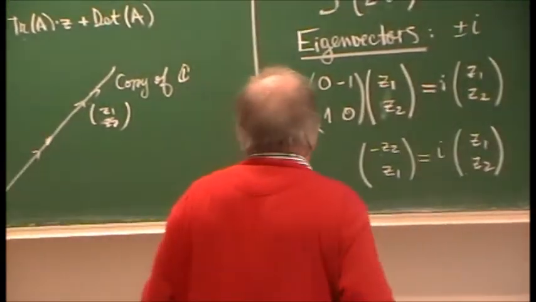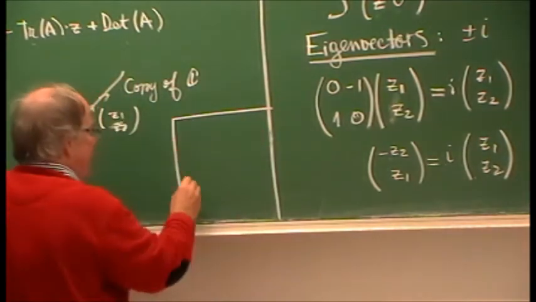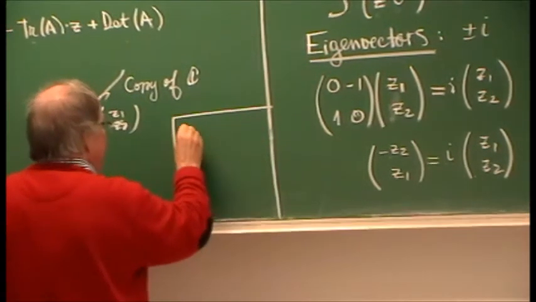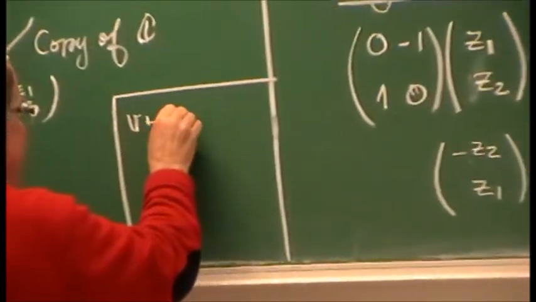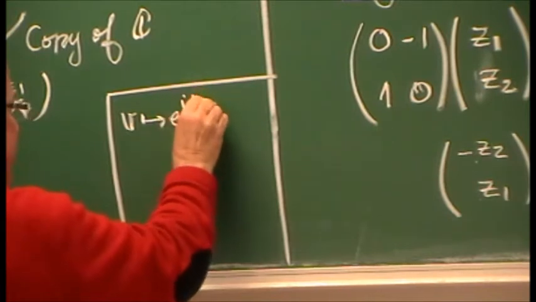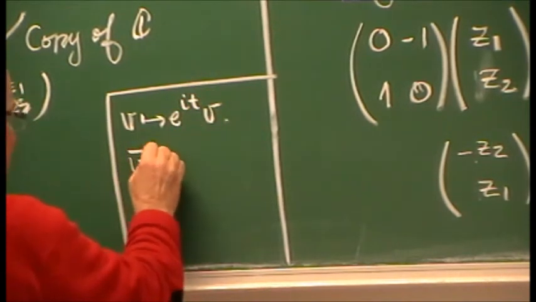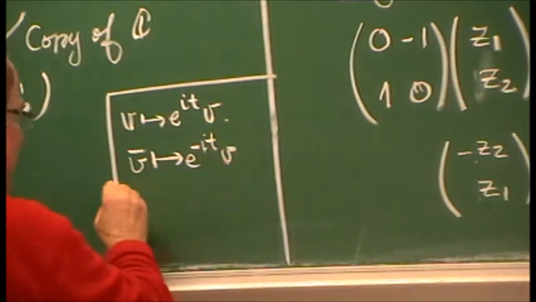And now, the dynamics of this field is rotation. v goes to e to the i t times v, and v bar goes to e to the minus i t times v bar.